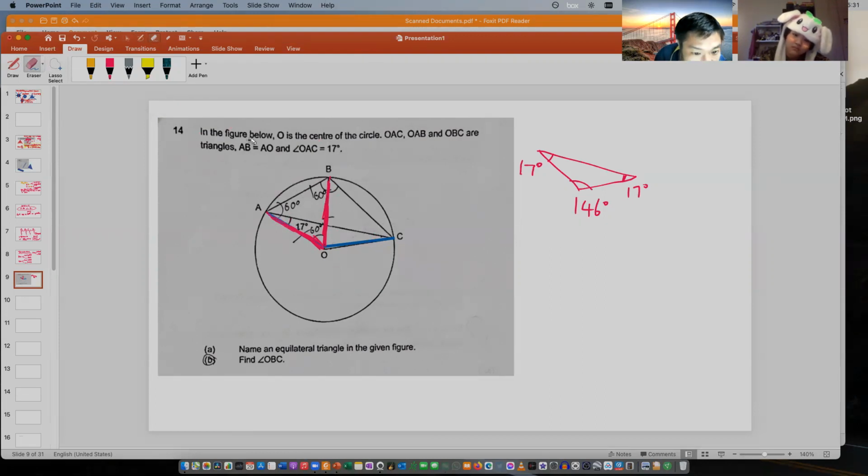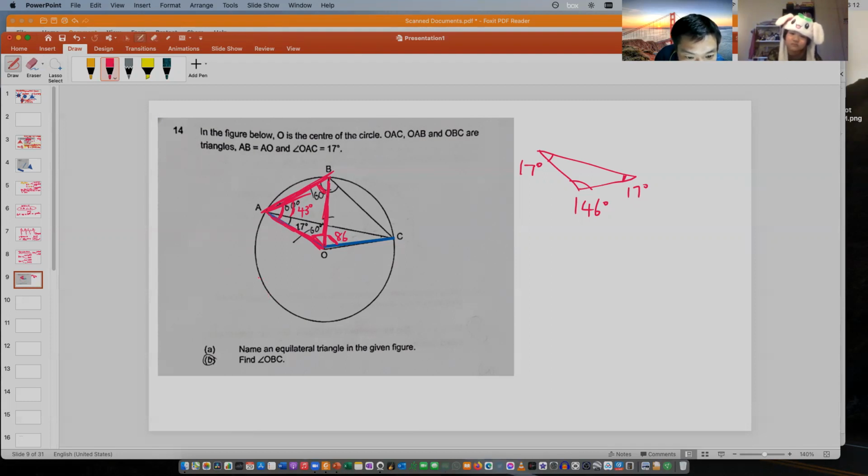But they say AB is equal to AO. So therefore, you can tell it's an equilateral triangle. So therefore, this is 60. Very good. This is 60. So with all this, I think you can find out the angle here already. 146 minus 60 is 86. And here is 17, here is 60. 60 minus 17 is 43 for this one. Okay, so far so good, right?